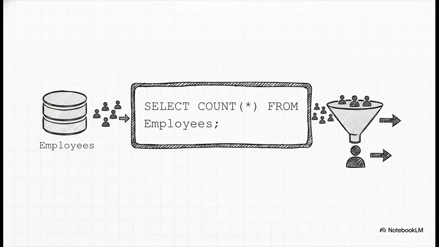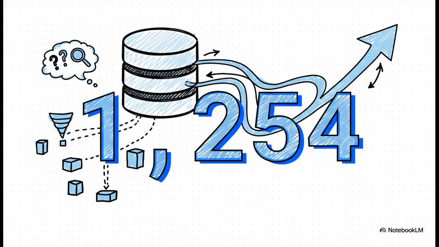So for example, what if we wanted to know exactly how many employees are in our table? We just write this simple query right here. And bam, the database instantly gives you back a single, perfect number. You didn't have to pull all the data and count it yourself. The database does the work.